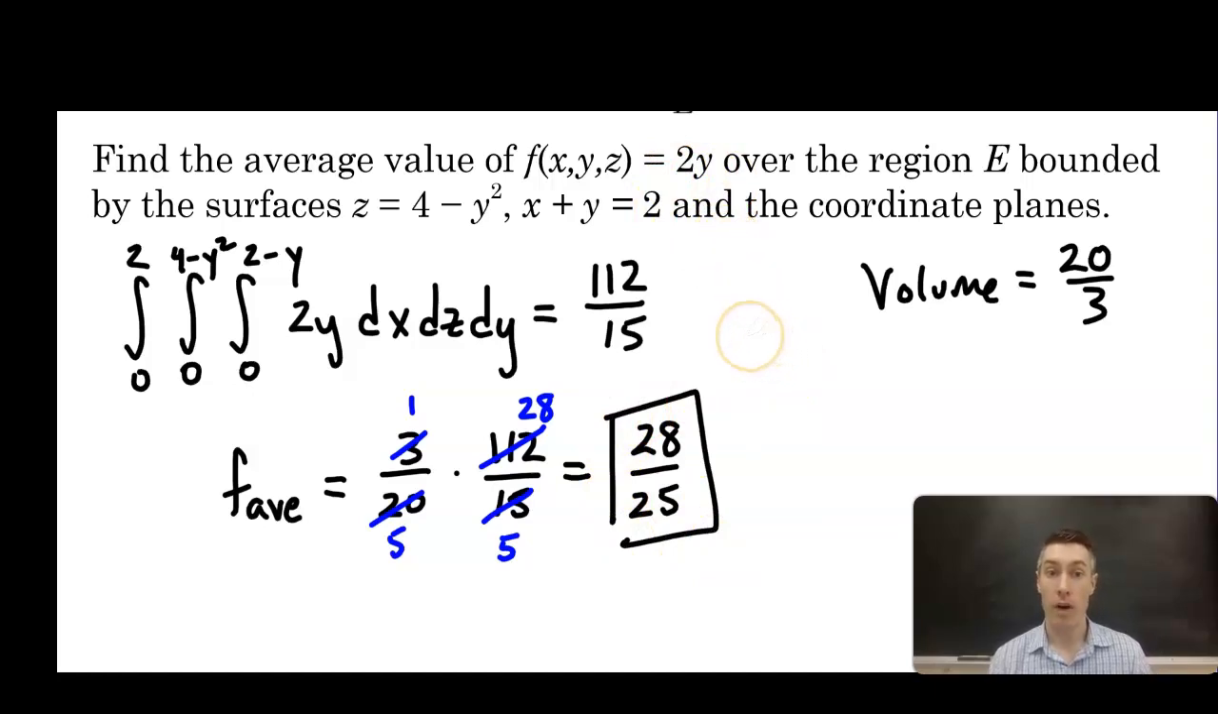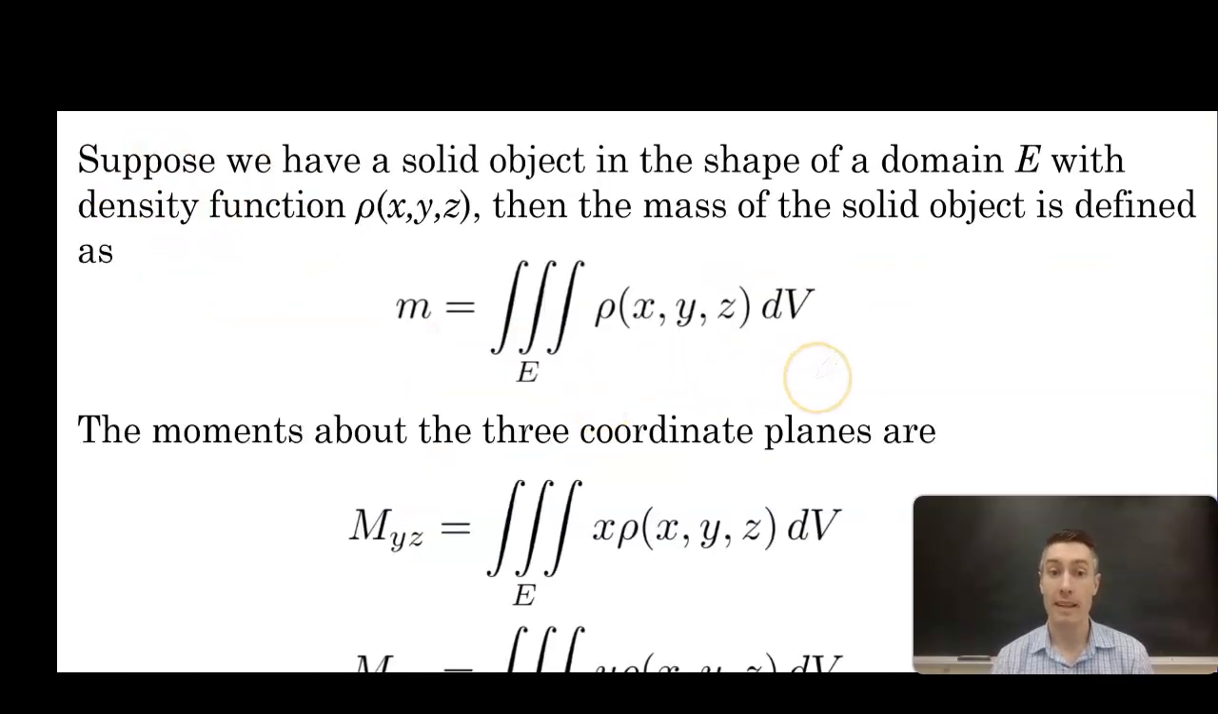Okay, so volume, triple integral of 1, we can build that into average value, where we're integrating a function over a region and then dividing by the volume of that region, as we saw here. Which leads us to our last application, which is mass, center of mass. So suppose we have a solid object in the shape of a domain E with density function rho of x, y, z. Then the mass of the solid object is defined as the triple integral over the region E of the density function rho dV.